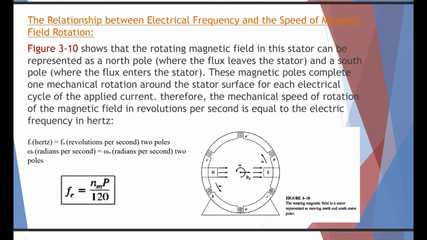We have this very important equation: F equals n_m multiplied by P over 120. Here F is the frequency, n_m is the motor speed, and P is the number of poles.